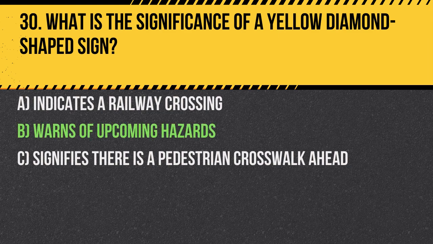Answer. B. Warns of upcoming hazards. Yellow diamond-shaped signs are used to alert drivers to caution for specific road conditions or hazards.